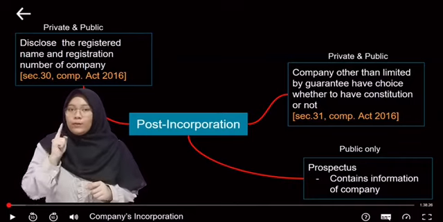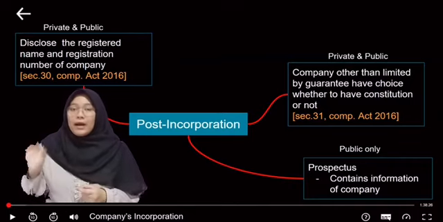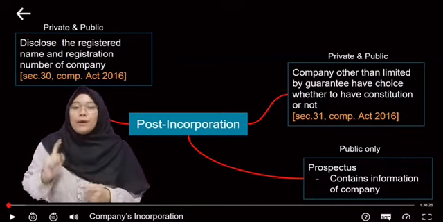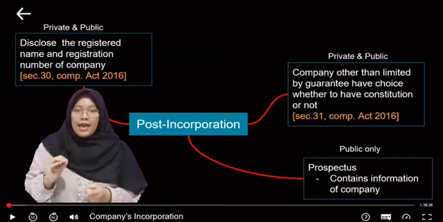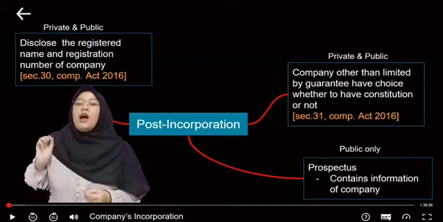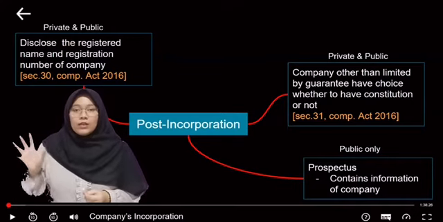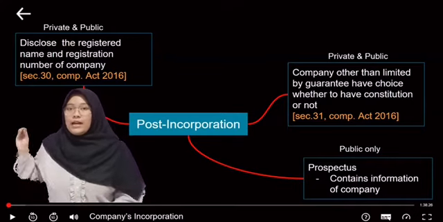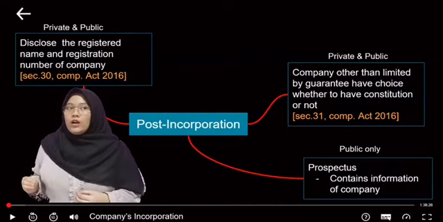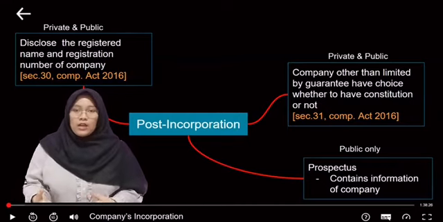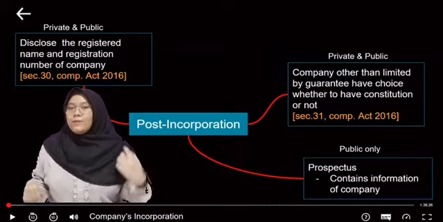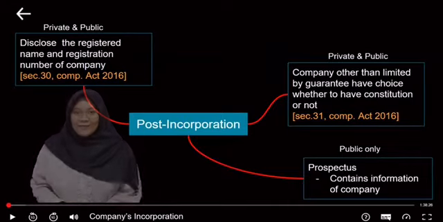And there's one more special thing for the public company, which is that only a public company has a prospectus. A prospectus is a formal legal document that states all important information about the company to investors out there who want to invest in the public company. I think that's all from me.